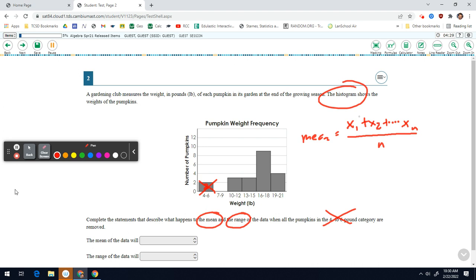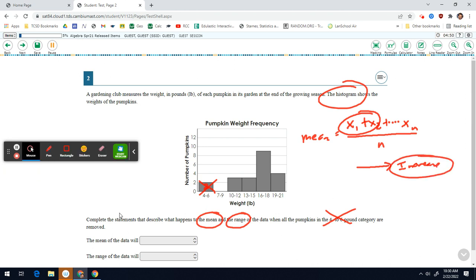So if you take away the lowest, say you take away these two lowest values, what that's going to do to the mean is it's going to shift the mean to the right, because you're not having those low values that are lowering the mean. So your mean is going to go to the right. It's going to increase. So if we come here, the mean of the data will increase.